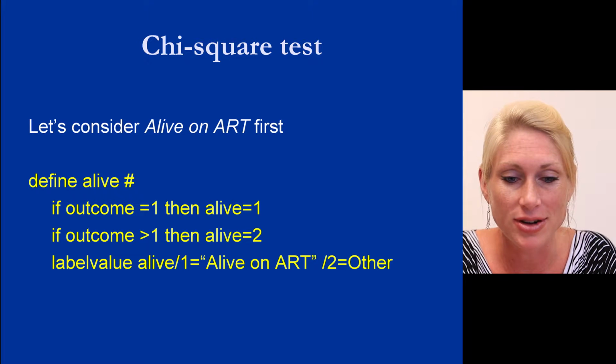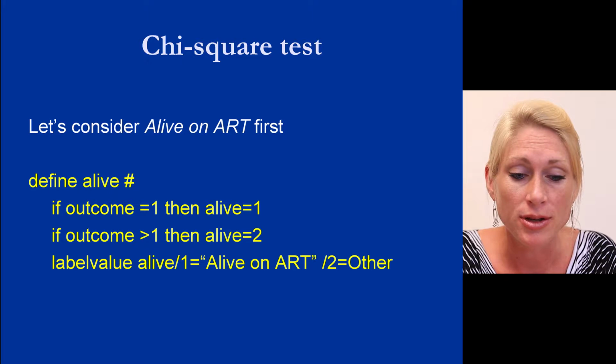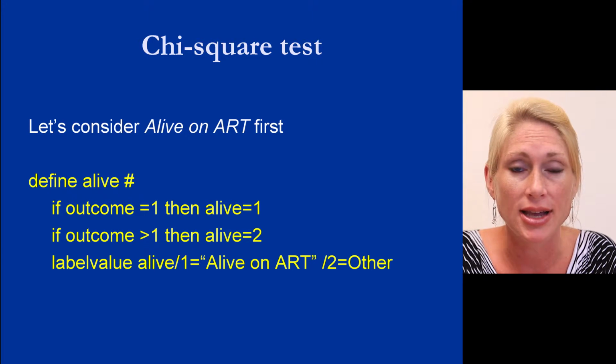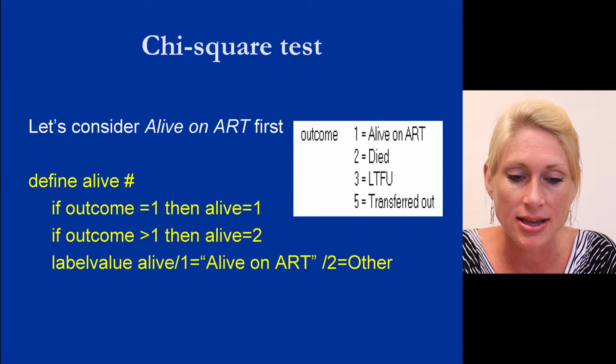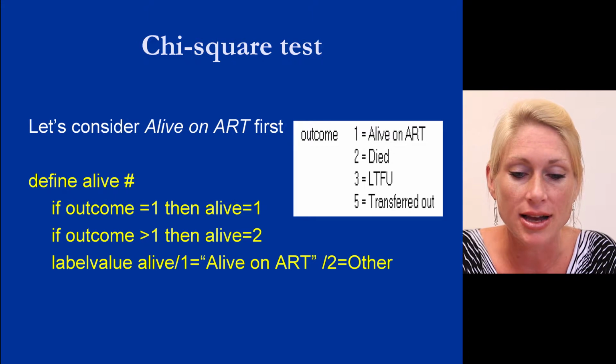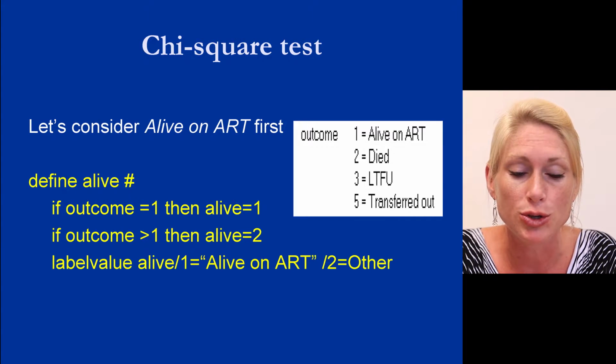So let's consider alive on ART first. So we're going to create a new variable. I'm going to call this new variable alive. So define alive, and it's going to be a numerical variable with a character length of 1, so 1 hash key symbol. And we're going to say if outcome equals 1, in other words, if the patient is alive on ART, then we're going to assign our new variable alive the value 1. If outcome is more than 1, in other words, a patient is reported as died, lost to follow-up, or transferred out, then we're going to assign our new variable alive the value 2.